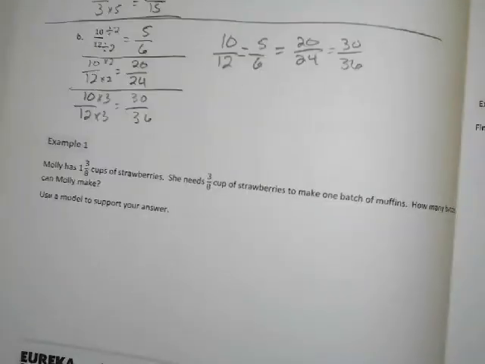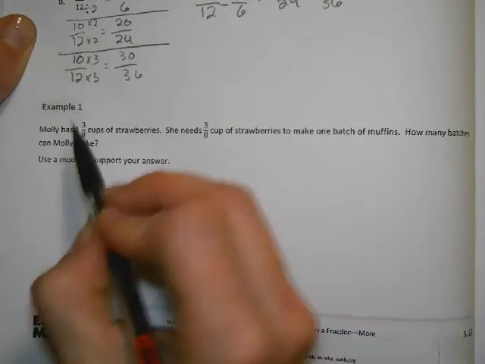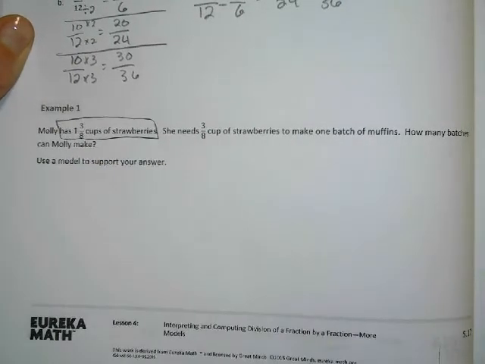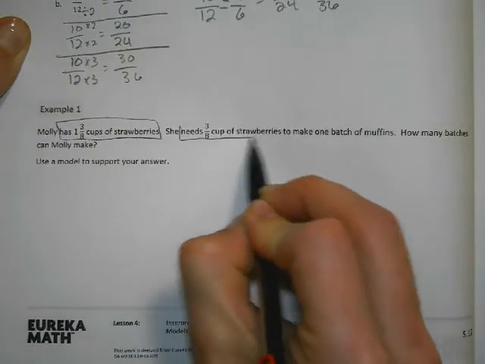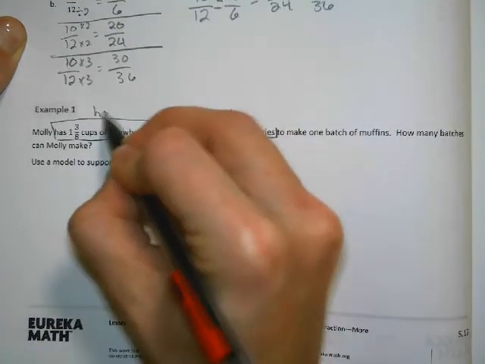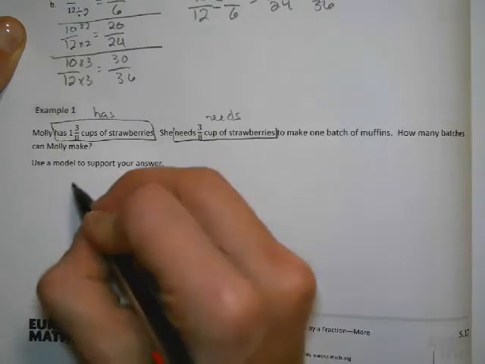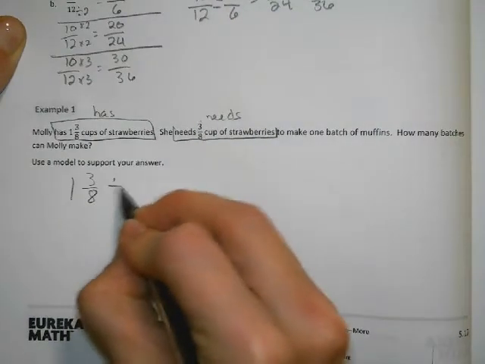So let's go ahead and look here at example 1. The question is, Molly has 1 3/8 cups, so this is what she has. She needs 3/8, this is what she needs. So needs, has. How many batches can Molly make? So we have to start with what we have. What she has is 1 3/8. What we need is 3/8. So we're going to divide by 3/8.